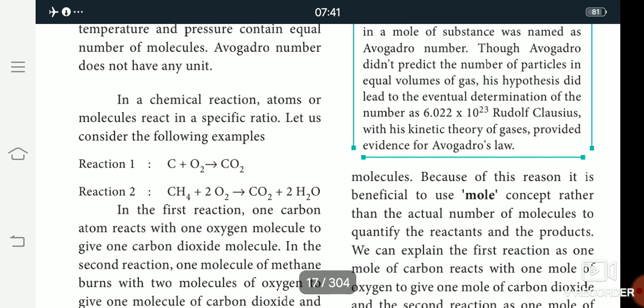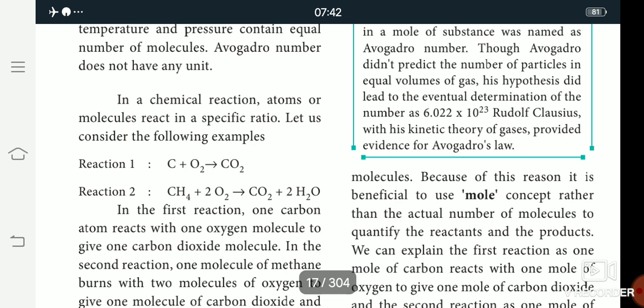Then the next reaction is 1 methane. The methane formula is CH4. So 1 methane reacts with 2 oxygen to give the products carbon dioxide and 2 water.